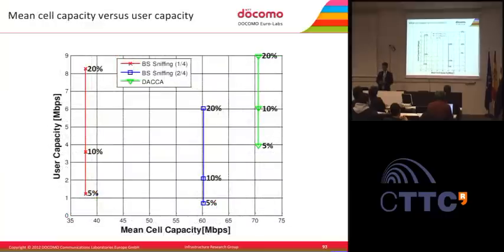Okay, and then we looked on the x-axis at the mean cell capacity and on the y-axis at the user capacity. Again, the aim is to be in the top right-hand corner. And what we see is that with our proposed system at all percentiles, so at the cell edge and even towards the cell center, we have better performance than the other two systems. So this approach, even though it's distributed, still exhibits a much better performance than the static systems.